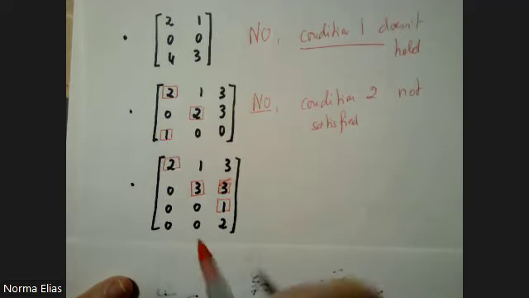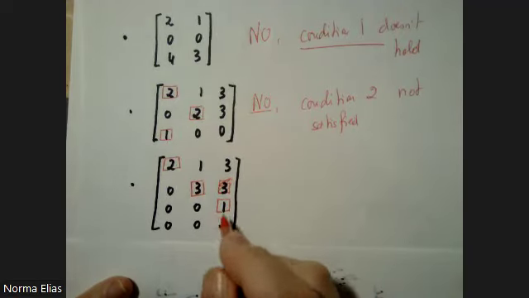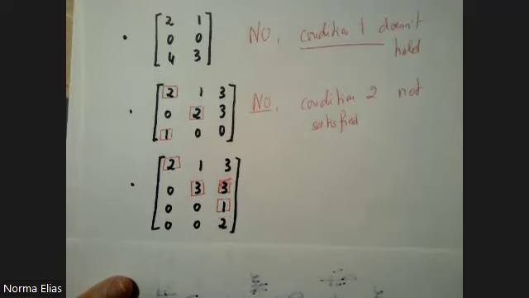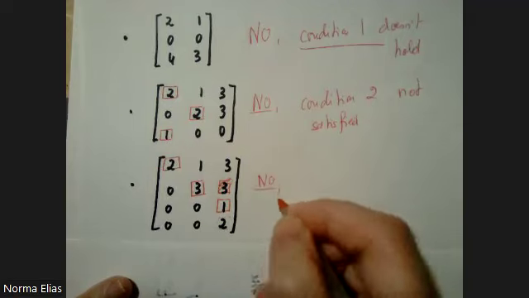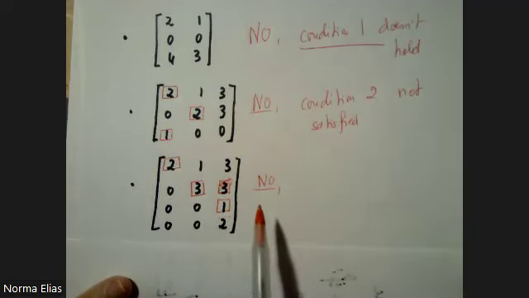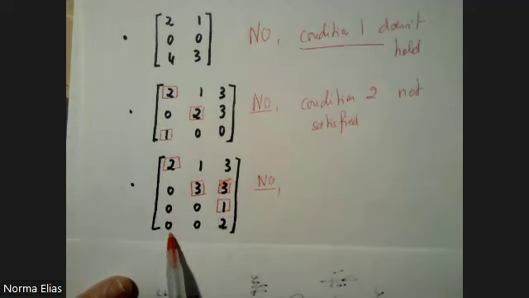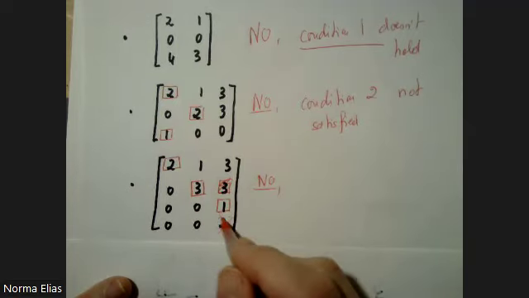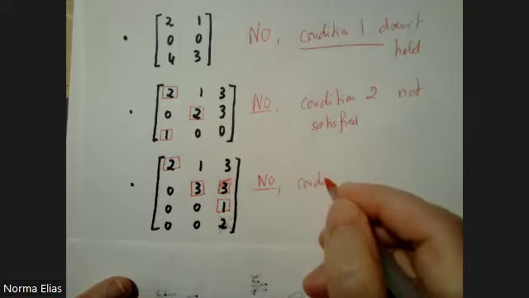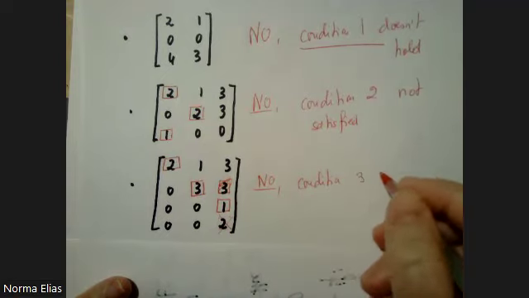2, okay, the leading entry here is not to the right of the leading entry above it. Or who can give me another reason? 3. Why? Because 3 is important. That's why I'm emphasizing it. What does condition 3 tell us? Everything below a leading entry has to be 0. Everything below this leading entry is 0, I'm safe. This is to the right of it. Everything below it is 0, I'm safe. This is to the right of it, but this is not 0. So I would look at this as condition 3 because I want to emphasize this condition.